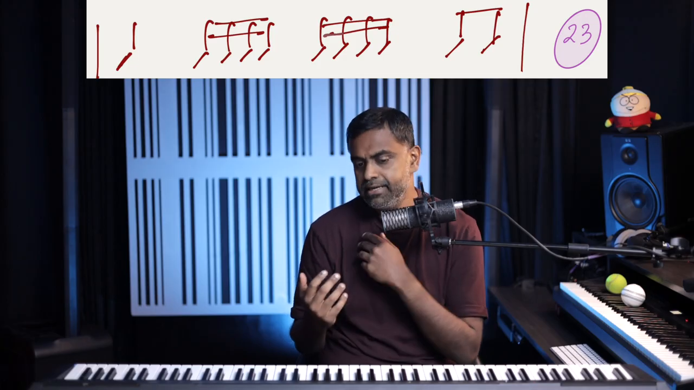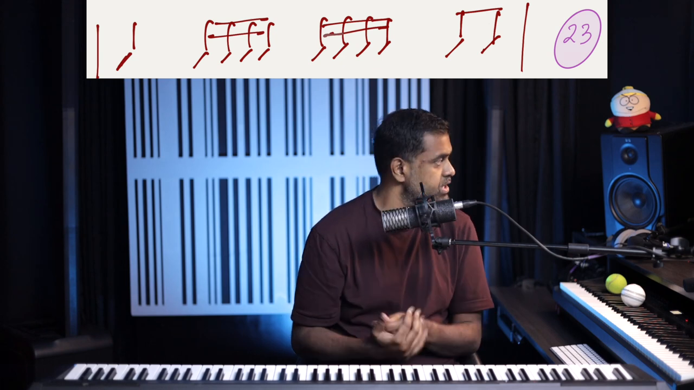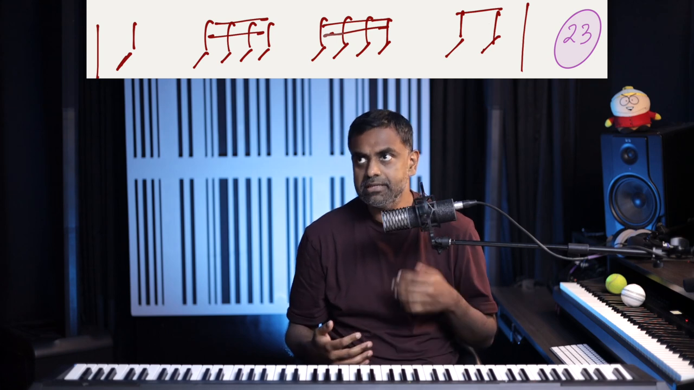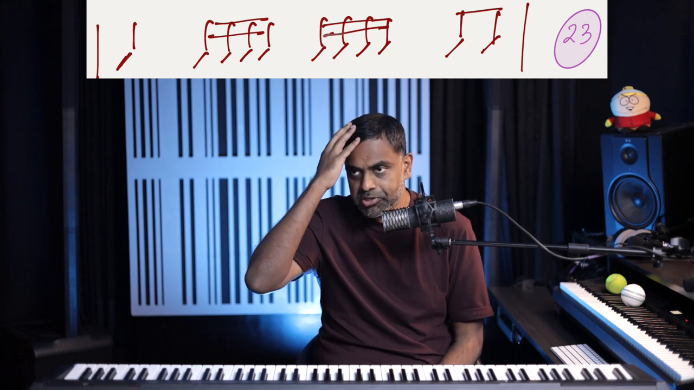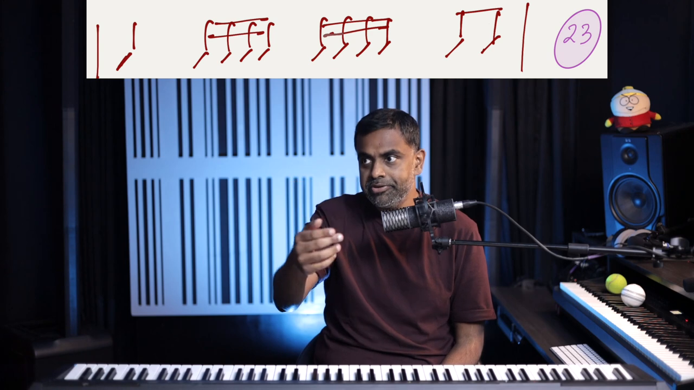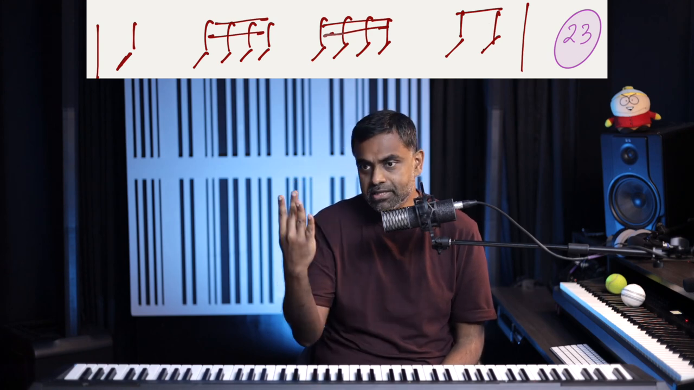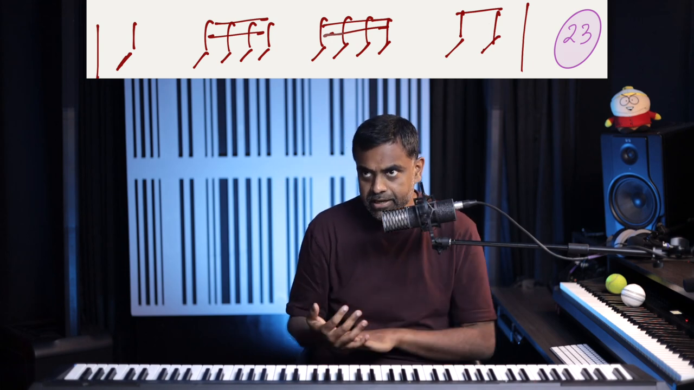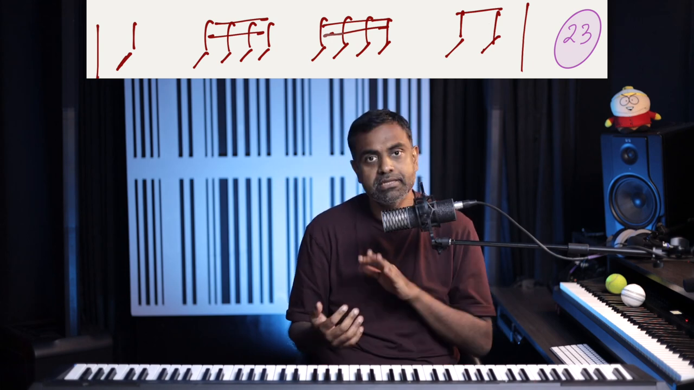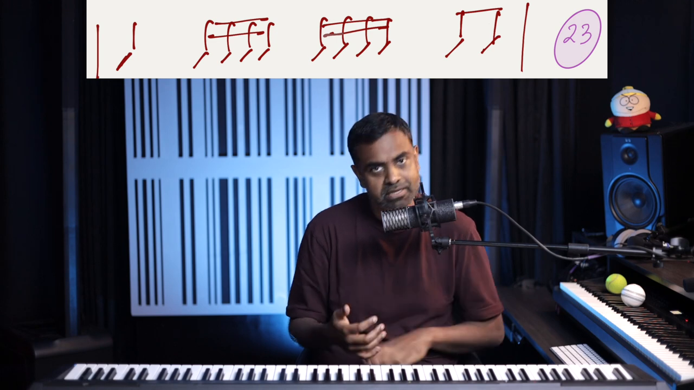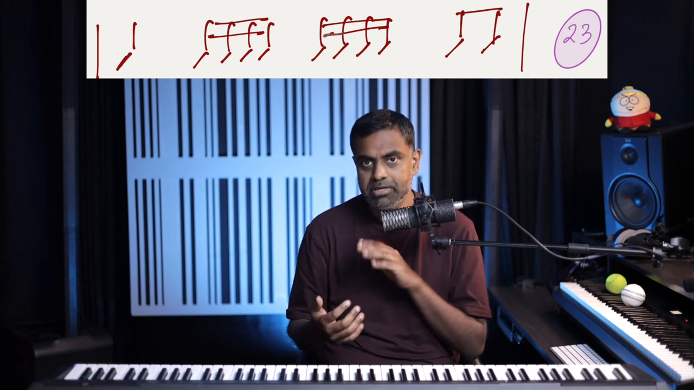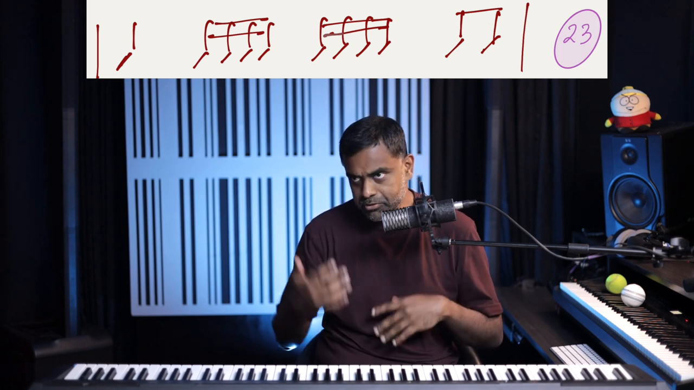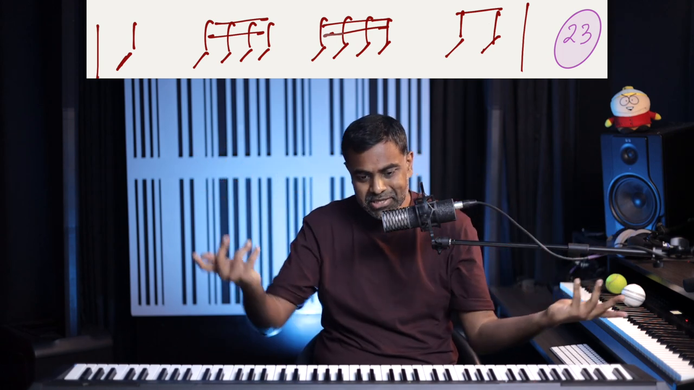Ta, takadimi, takadimi, taka, ta. I like to say that sometimes with konakol: ta for no division, taka for dividing by 2, takadimi for dividing by 4, and takita for dividing by 3. So, ta, takadimi, takadimi, taka, ta, takadimi, takadimi, taka, ta. Now, that's already given you the music in your head, I presume.